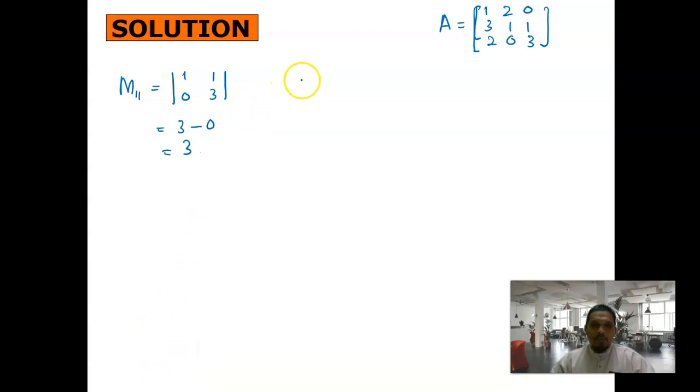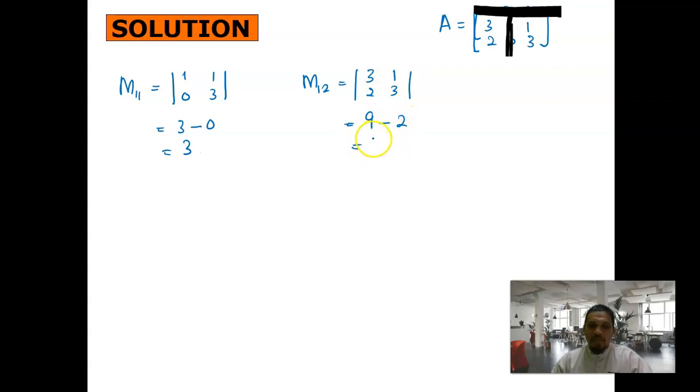Now for M12, we hide the element in row number 1 and column 2. So what's left here now? You can see it clearly that it is 3, 1, 2, 3. So 3 times 3 equals 9, minus 1 multiplied with 2 equals 2. 9 minus 2 equals 7.